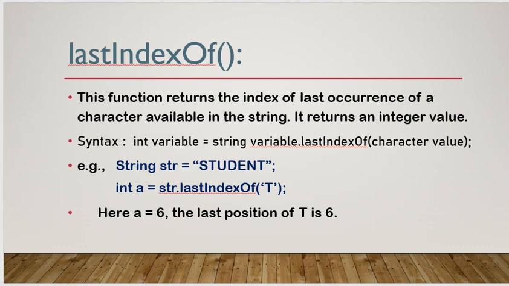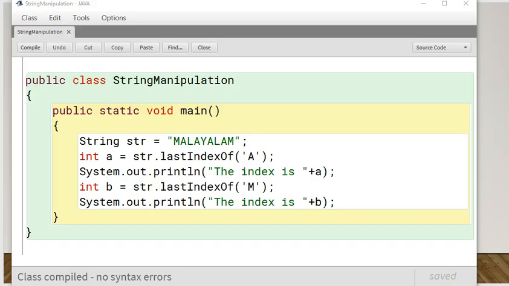Now let's work out with one example. Here we have declared a string and stored the value Malayalam, and we are trying to find the last index of a and that of m also. So if we count this, there are altogether 9 characters, and if we start putting the index, m will be at index 0, and the last one, this one, will be at index 8.